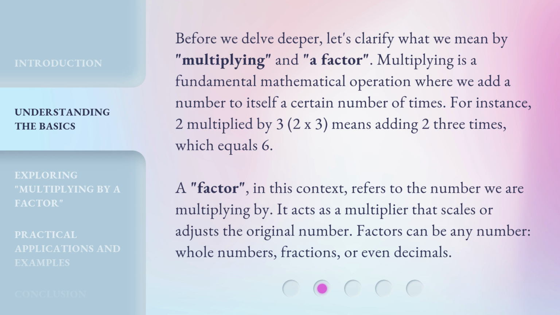Before we delve deeper, let's clarify what we mean by multiplying and a factor. Multiplying is a fundamental mathematical operation where we add a number to itself a certain number of times. For instance, 2 multiplied by 3, 2 times 3, means adding 2 three times, which equals 6. A factor, in this context, refers to the number we are multiplying by. It acts as a multiplier that scales or adjusts the original number. Factors can be any number: whole numbers, fractions, or even decimals.